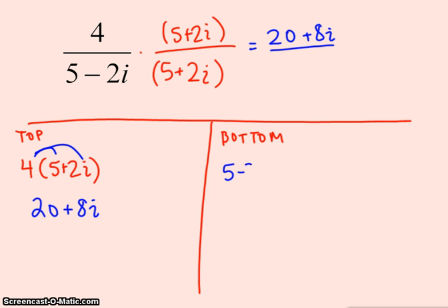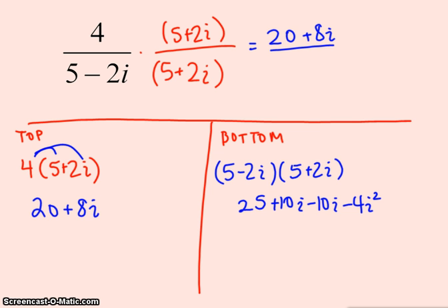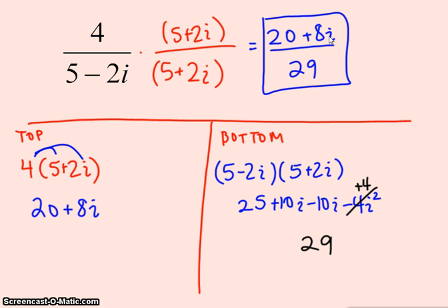Now for the bottom of our fraction, this is where we go back to distributing and either using the box method or FOIL to remember to multiply everything together. So 5 times 5 is 25. 5 times 2i is 10i. Negative 2i times 5 is negative 10i. And negative 2i times a positive 2i is negative 4i squared, remembering that i squared changes the sign of the number in front of it. So 25 plus 4 is 29. So our answer to this division is 20 plus 8i over 29. We know we did this correctly because there is no longer an i in the bottom of the fraction.